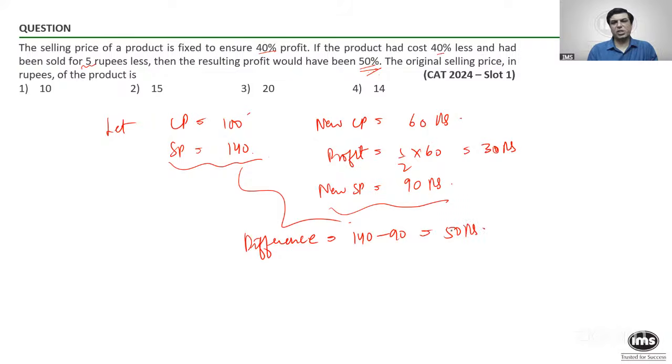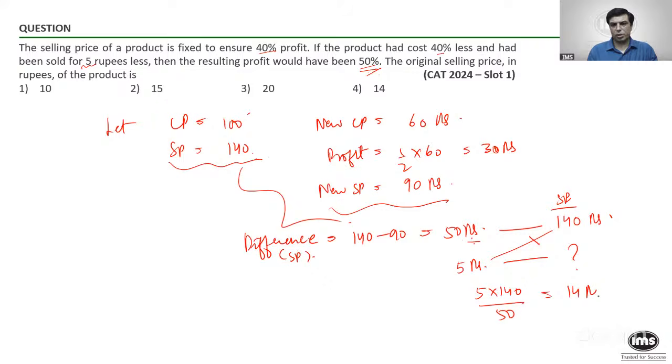When the difference in selling price is 50 rupees, the original selling price is 140 rupees. But the difference in selling price is given as 5 rupees. So how much will be the original selling price? Just cross multiply. 5 into 140 upon 50, 14 rupees. This is the answer. This is making use of 100 as my cost price and then solving for the selling price. So 14 rupees is my answer.